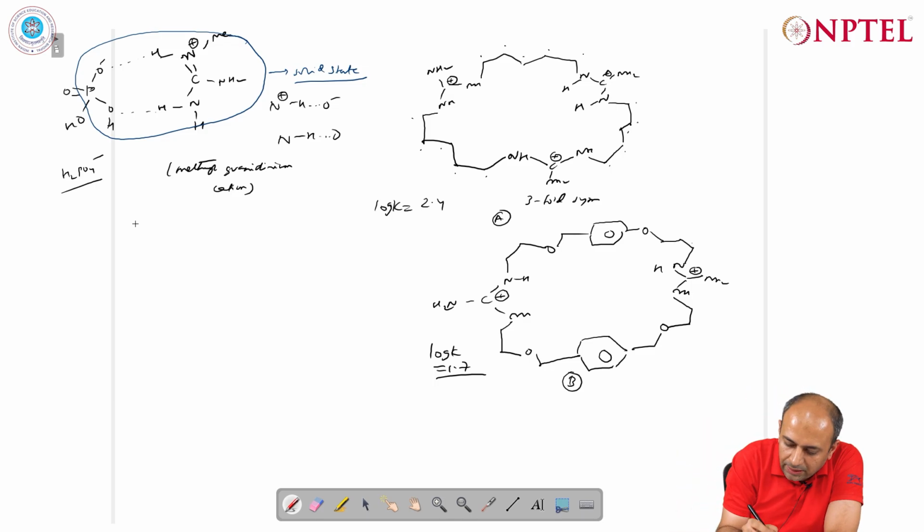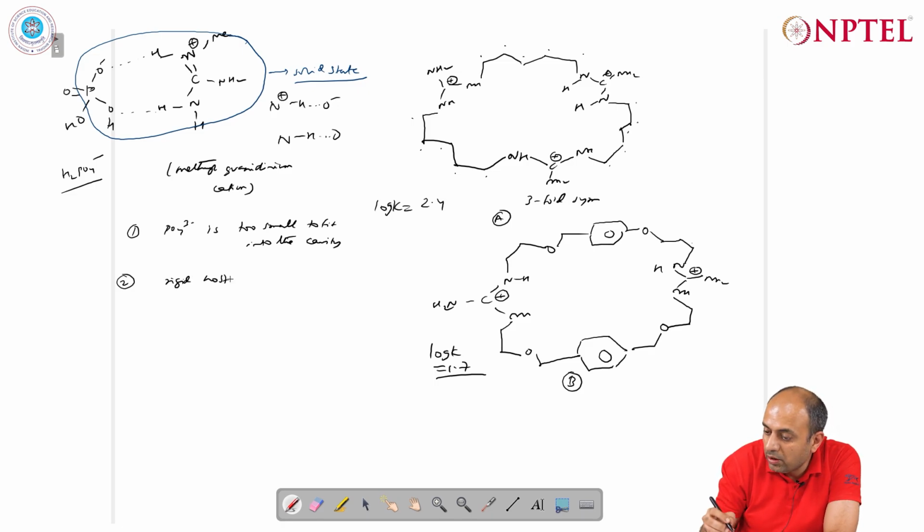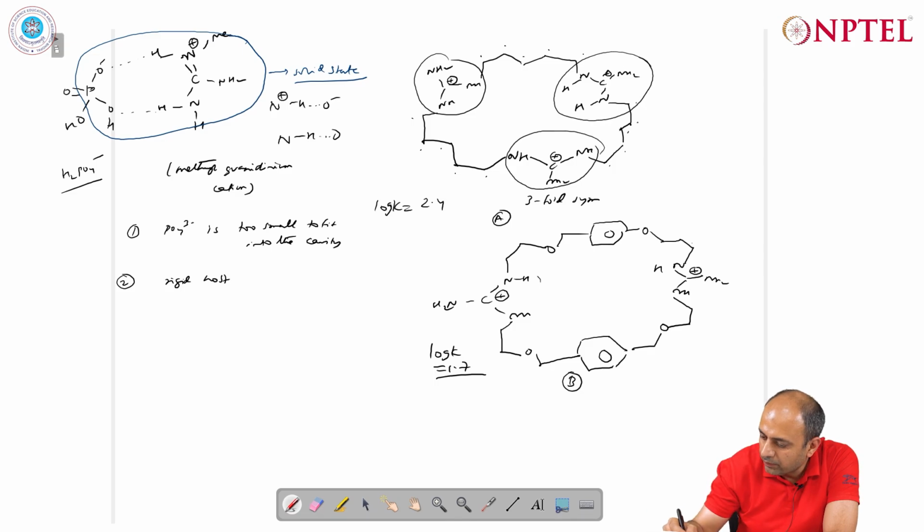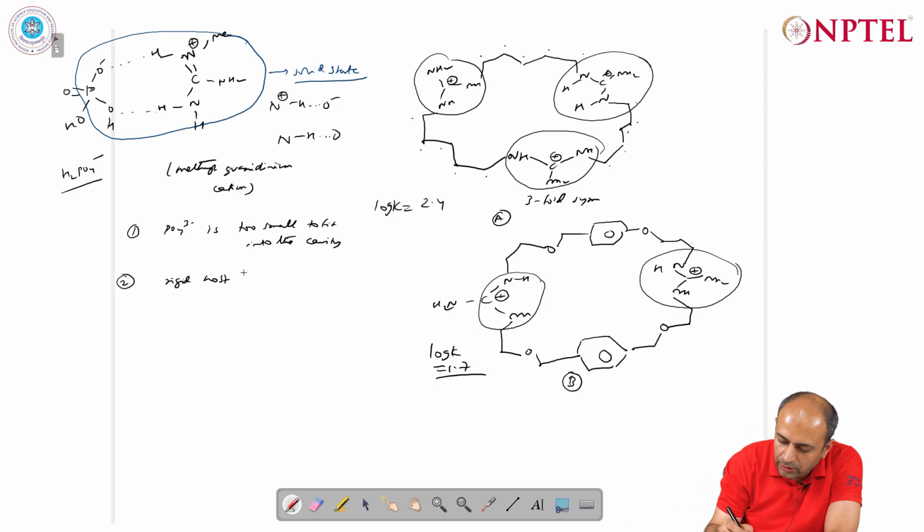So one possible reason is that the phosphate is too small to fit into the cavity. Number two, this is a rigid host. It is rigid because it wants to maintain the delocalization at the guanidinium moieties, so it has to maintain planarity. And the third thing is extensive solvation of the host itself.